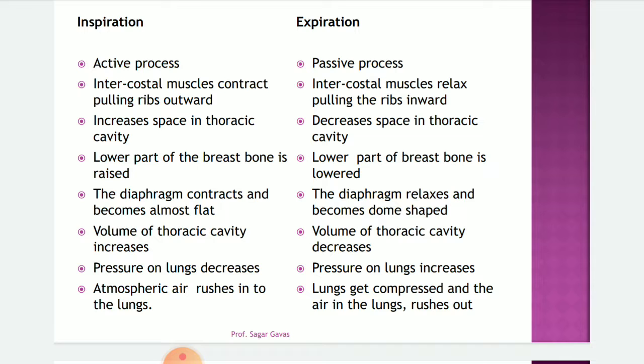In expiration, the lungs get compressed because pressure is going to increase and volume is going to decrease. So the atmospheric pressure is less than the pressure within the lungs. So the lungs get compressed and the air in the lungs is going to rush out. So a distinction can be asked between inspiration and expiration. So you have to remember this point.